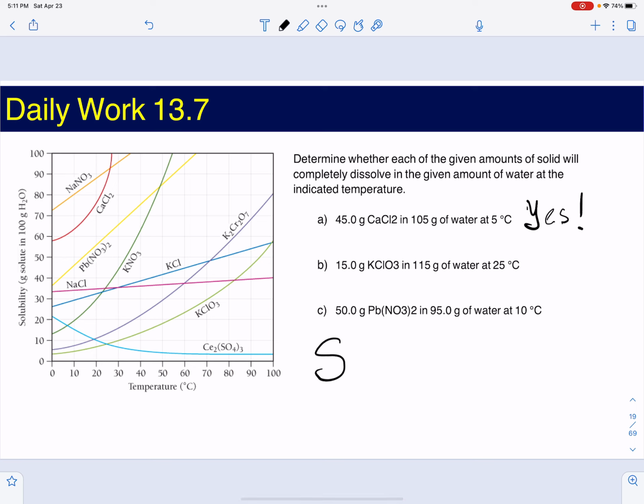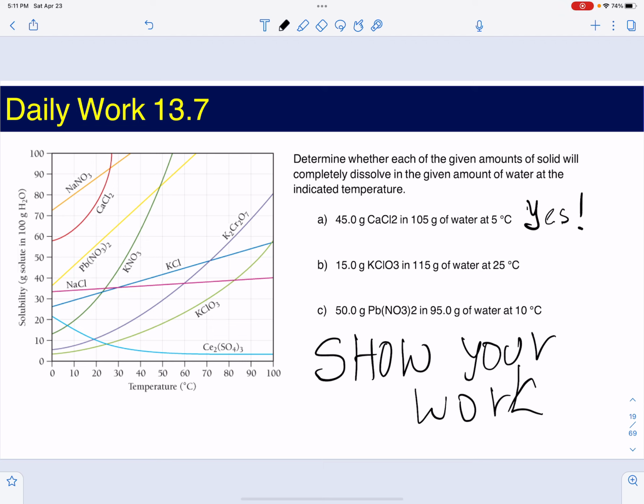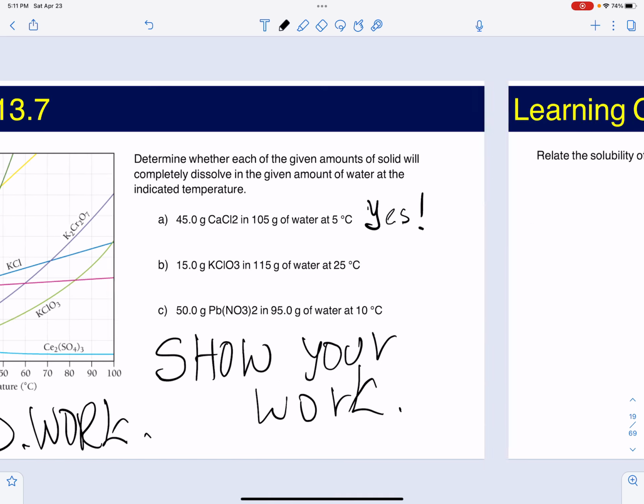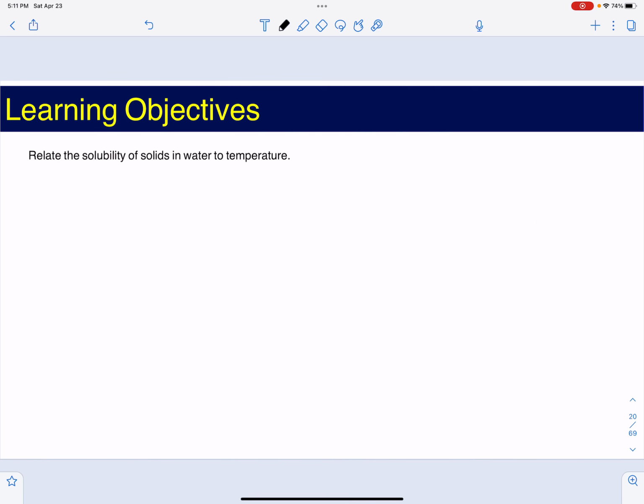And please show your work. I'm always looking for that, right? Because we're doing the daily work, so I've got to see the work. Once you finish that, I will say that you have a pretty good understanding of how temperature relates to the solubility of solids.